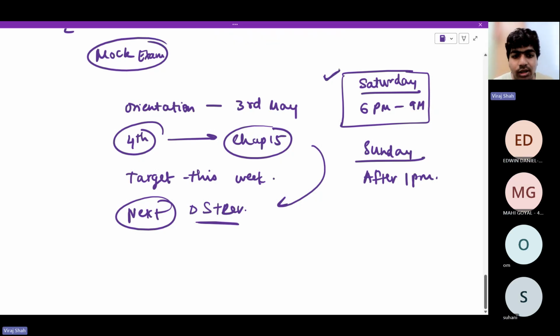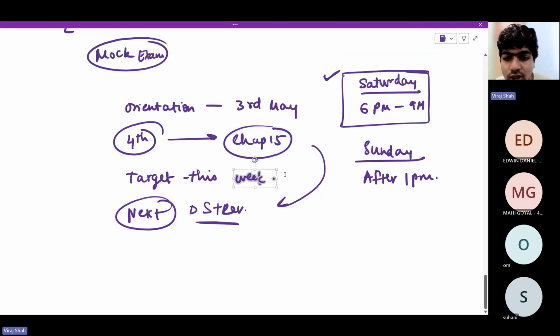So we'll lock our session timings from Saturday 6 to 9. We can change it as per our convenience, like we can shift it one day before or after as per everyone's availability. But our regular lecture timings will be Saturday 6 p.m. to 9 p.m. So next Saturday we'll be meeting and we'll be starting with chapter number 15.